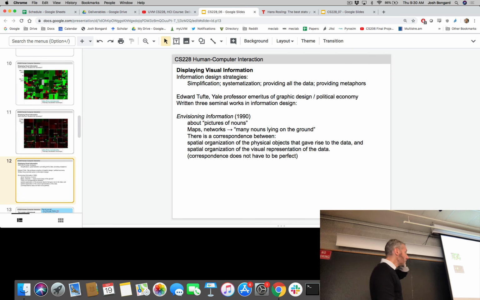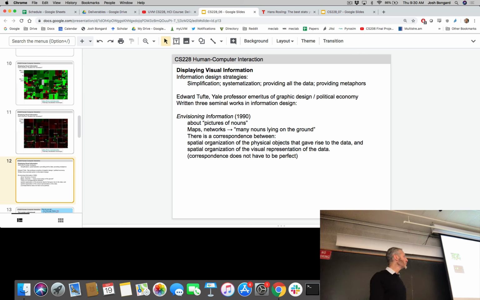Okay, let's move on to pictures of nouns. So most of what we've been focusing on so far is bringing to life abstract concepts. Now we're going to try and represent many nouns, as Tufte said, lying on the ground, right? So I want to make a visualization of you all when you come to class, right? Obviously you tend to sit in the same place. There are relative positions between you.